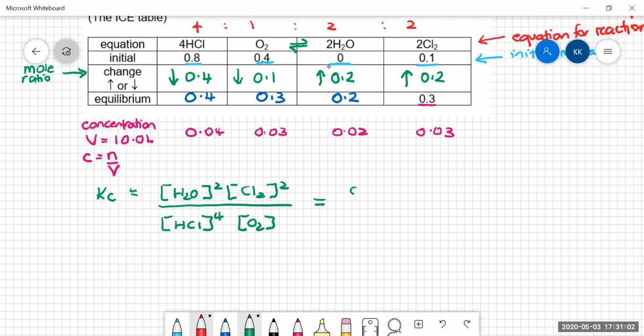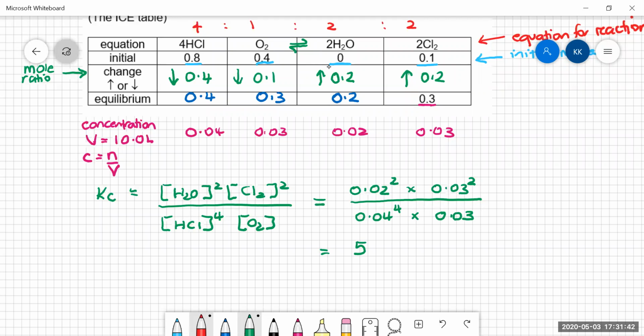Now we can substitute our equilibrium concentrations into that. So our water is 0.02, and that's squared, times by our chlorine is 0.03, and that's squared. Our HCl is 0.04, and that's to the 4th, and our oxygen is 0.03. So we put that into our calculator and run it through, and we come out with 4.65. So really, we're at one significant figure here, so that rounds to 5.